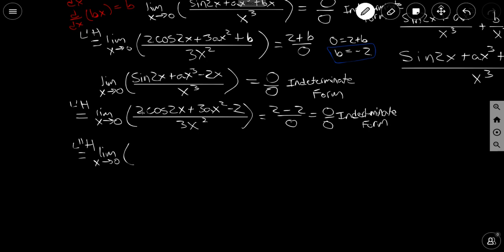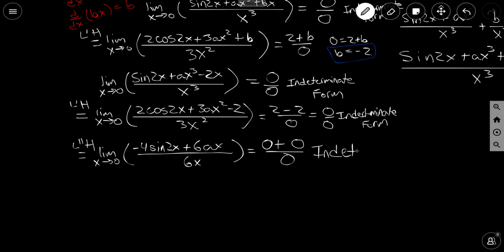So the derivative of 2 cosine 2x is negative 4 sine 2x. The derivative of 3ax squared is 6ax. The derivative of a constant is 0. Derivative of 3x squared is 6x. Here, I'm going to go ahead and plug in 0. So sine of 0 is 0. And then I'm going to get 0 over 0 again. So this is indeterminate form, so I'm going to go ahead and use L'Hopital's rule.